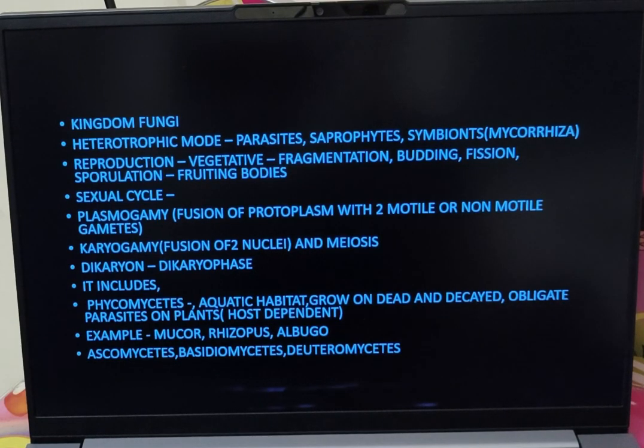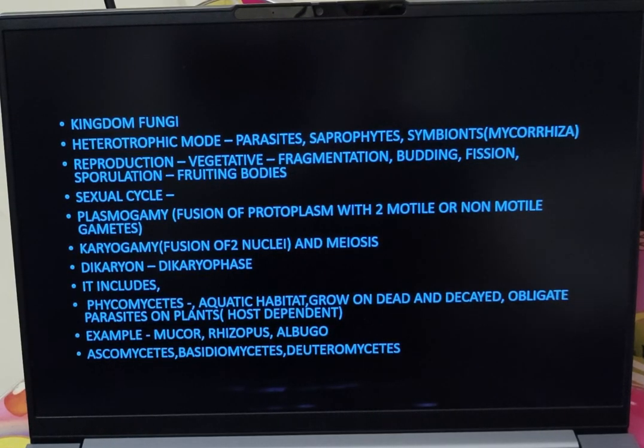Next is kingdom fungi. So kingdom fungi, they are heterotrophs. Heterotrophs include parasites, saprophytes, symbionts. So you know what are parasites? They live on a host. They take up all the nutrients from the host. Example, lice, an animal parasite, and Cuscuta, a plant parasite.